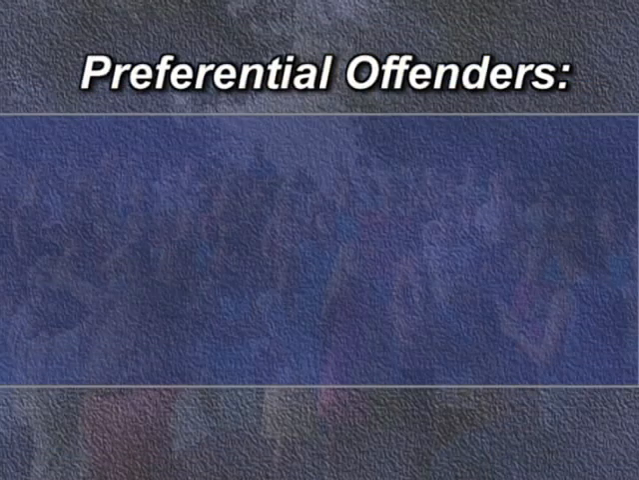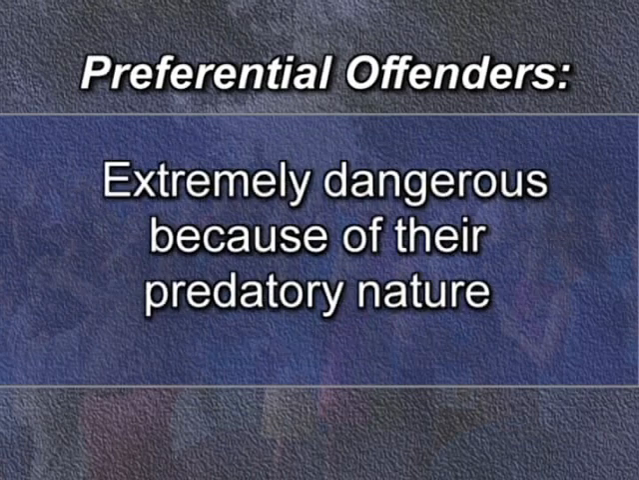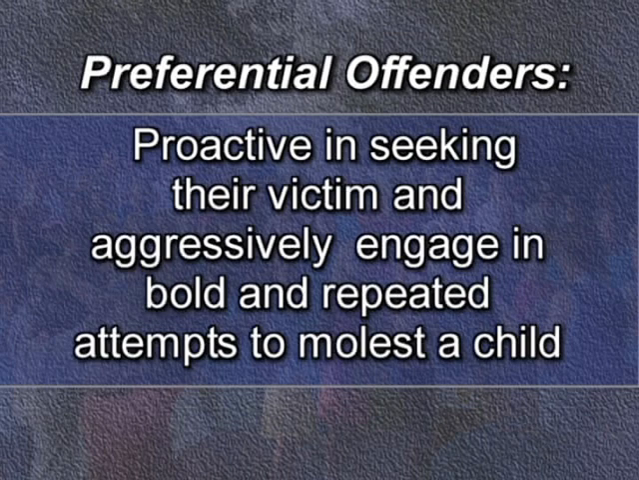There are two types of child molesters: preferential offenders and situational offenders. Preferential offenders have a particular sexual preference for children of a particular age, gender, or a child with specific physical characteristics. Extremely dangerous because of their predatory nature. Proactive in seeking their victim and aggressively engage in bold and repeated attempts to molest a child.